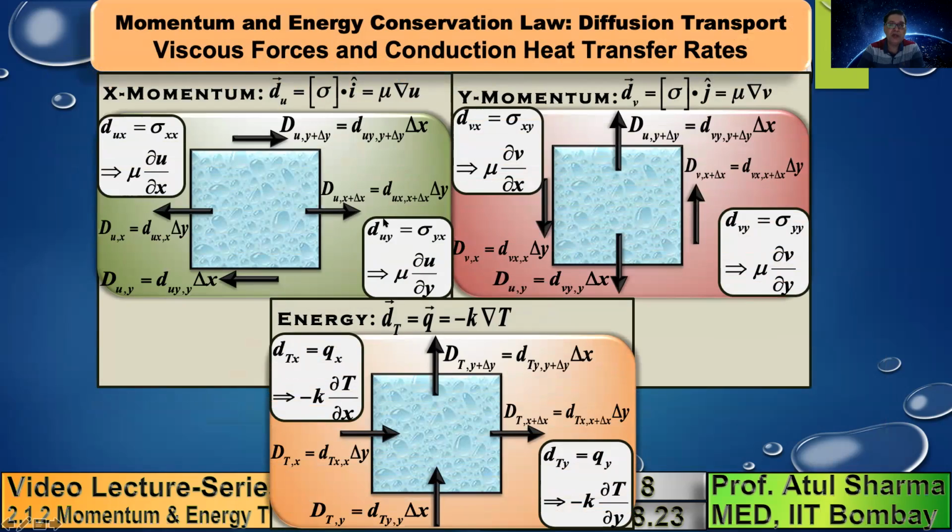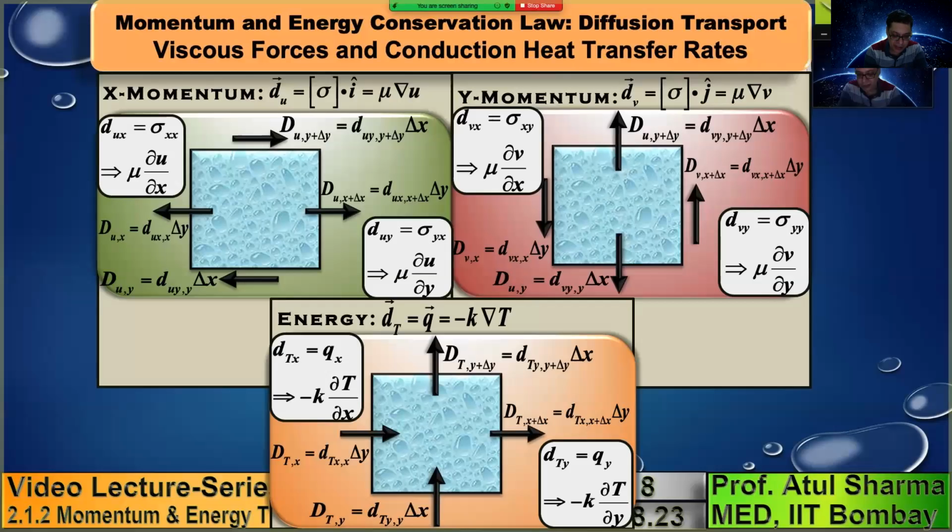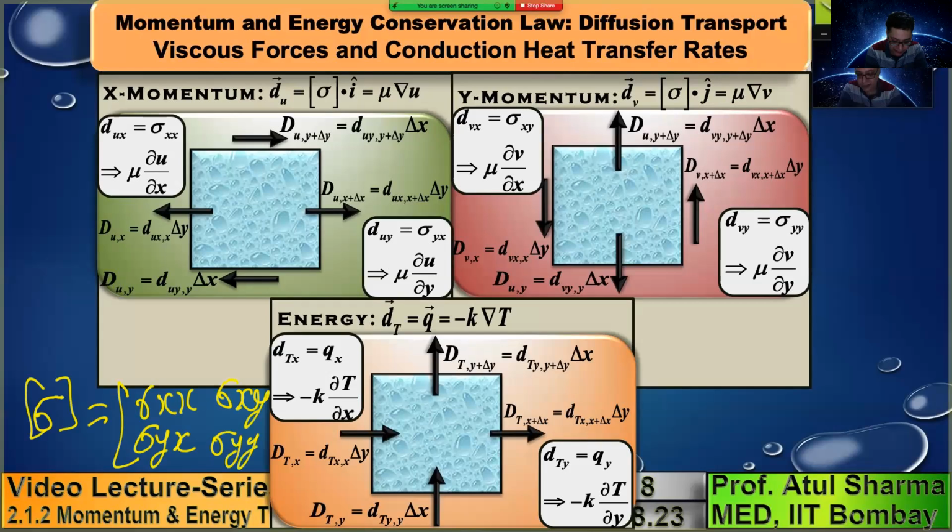So in this slide, I am showing you the random motion of molecules based momentum transport for x momentum, y momentum, and energy equation. As I had mentioned, note that this sigma is a second order tensor, which is given as sigma equals sigma xx, sigma yx, sigma xy, sigma yy.